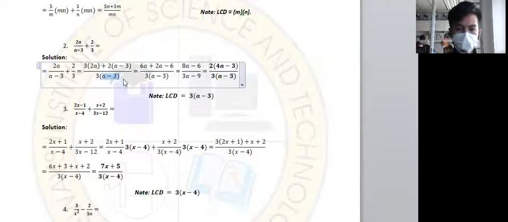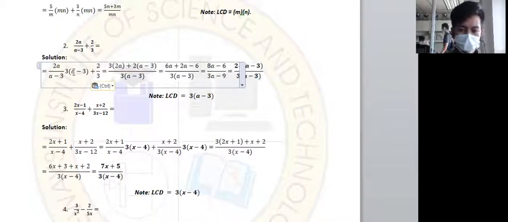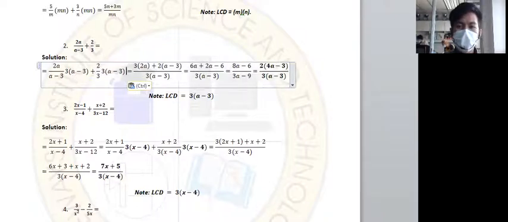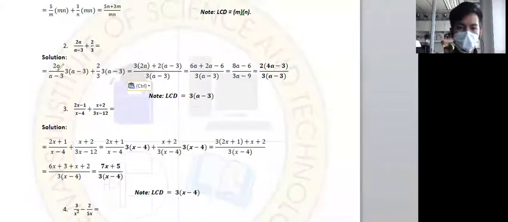Then, para hindi po tayo mahirapan, ganito na lang po gagawin po natin. We need to multiply our LCD to our rational expression para makapag-cancel po tayo. So 2a over a minus 3 multiplied by 3 times a minus 3. So cancel po natin to. Matitira na lang po is 2a multiplied by 3 is equals to 6a. Ito po.